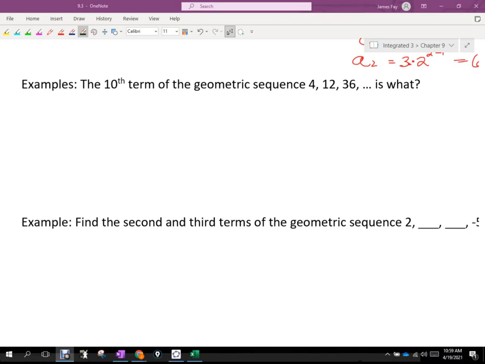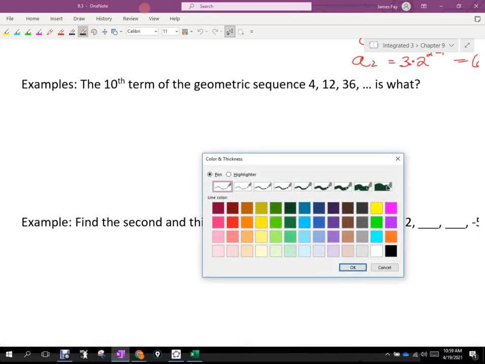All right, folks, finishing up geometric sequences here.